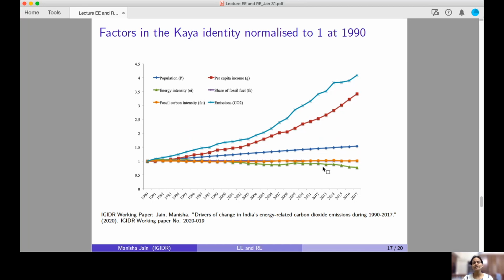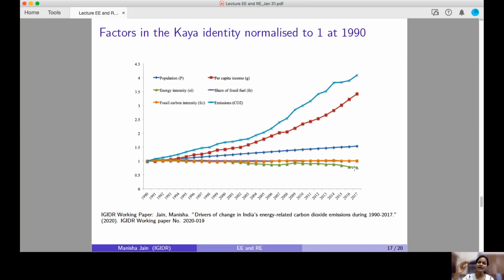So these are the factors in the Kaya identity. If you remember, we talked about population, per capita income, energy intensity, fossil fuel share, fossil carbon intensity. We see that emissions are rising, per capita income is rising, and the population is also steadily rising. But what is declining is only energy intensity. So we saw that emission intensity decline graph, and now we can say that emission intensity is declining mainly due to the decline in energy intensity.